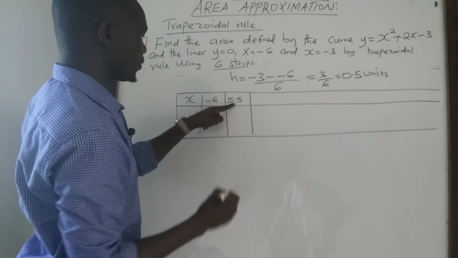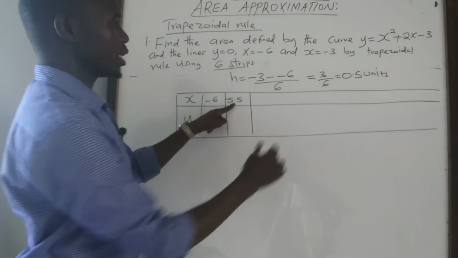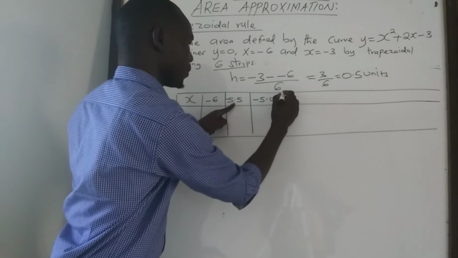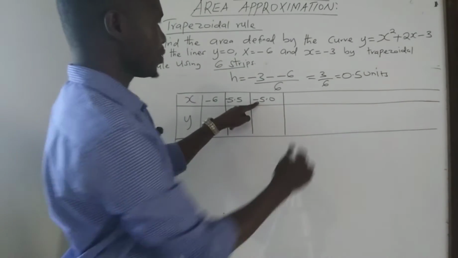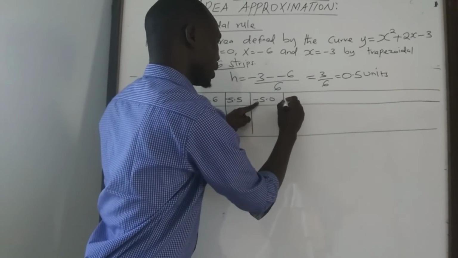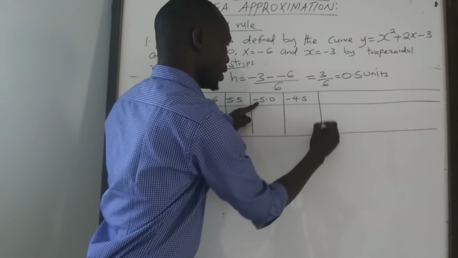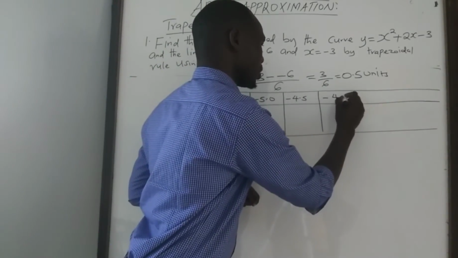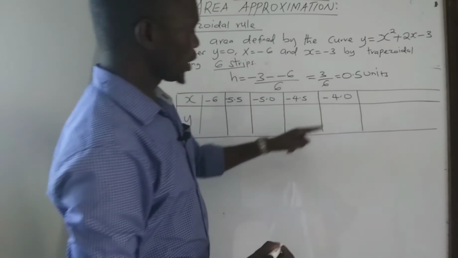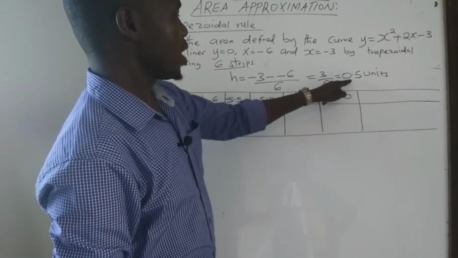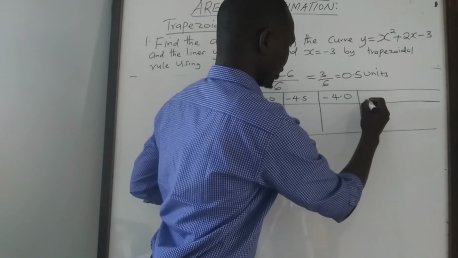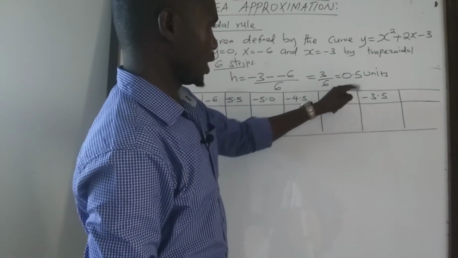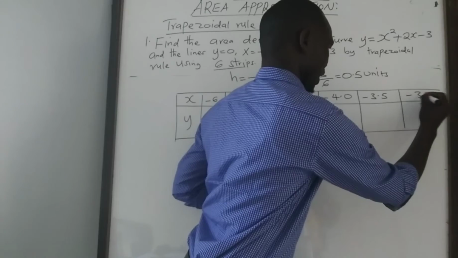Then you take negative 5.5, you add 0.5 units, we are going to get negative 5.0. Then if you take negative 5, you add 0.5, you are going to get negative 4.5. Then if you take negative 4.5, you add h, we are going to get negative 4.0. Then you take negative 4.0, you add 0.5 units, you are going to get negative 3.5. And of course, if you take negative 3.5, you add 0.5, you are going to get negative 3.